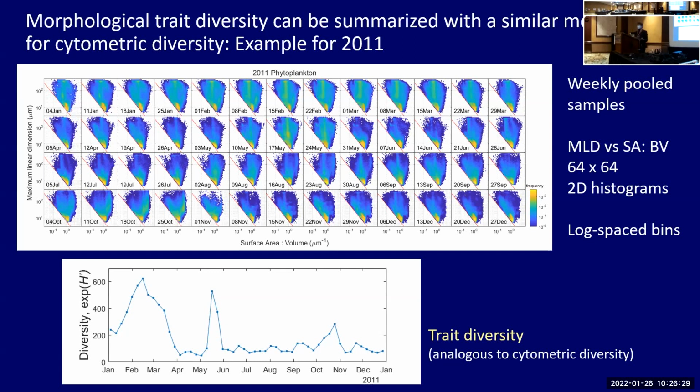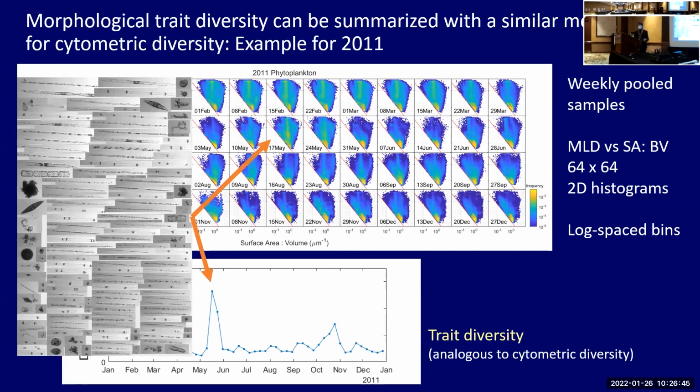We see patterns that are actually reminiscent of the cytometric diversity: high values in the winter, declining in the spring, relatively low, and then increasing through the summer. If you're like me, you're looking at this and wondering, what the heck happened in May? Like, did she collect bad data or what? I just want to show you that these metrics are really showing us something, summarizing a lot of variation in the environment.